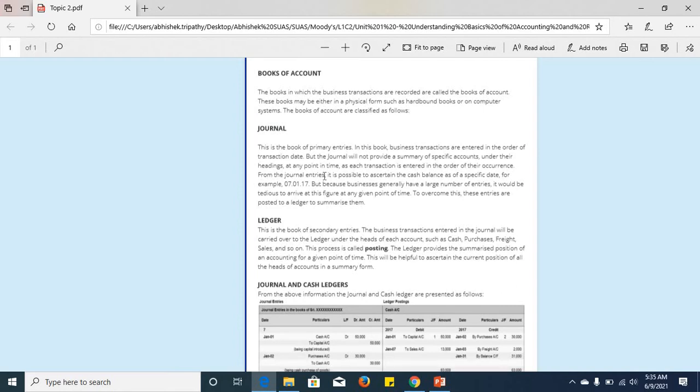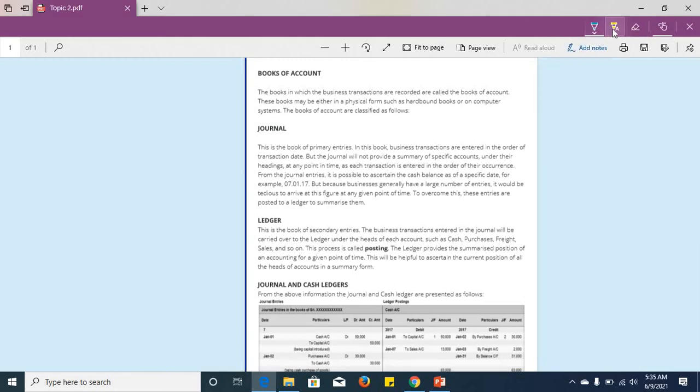In this book, the business transactions are entered in order of the transaction date, but the journal will not provide a summary of specific accounts under their heading at any point in time, as transactions are entered in the order of their occurrence. From the journal entries, it is possible to ascertain the cash balance at a specific date. But because businesses generally have a large number of entries, it would be tedious to arrive at this figure at any given time.